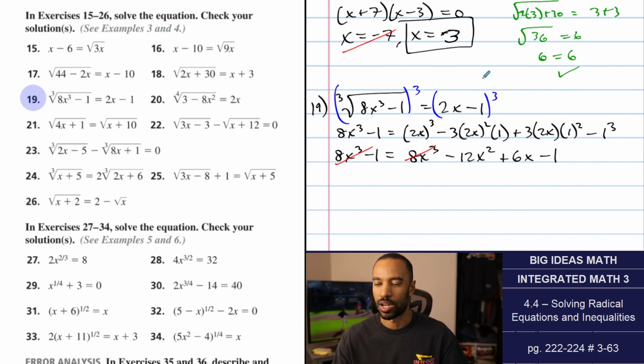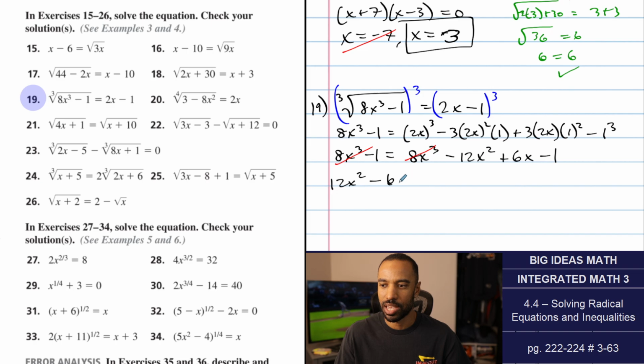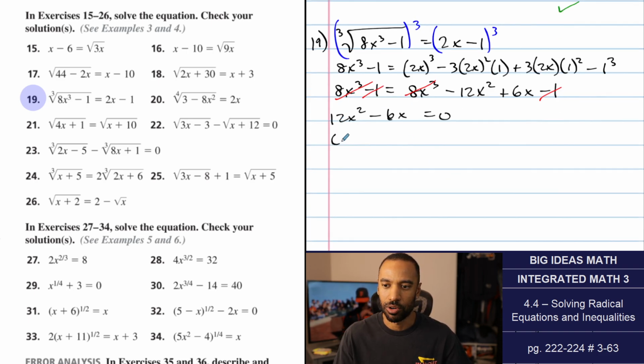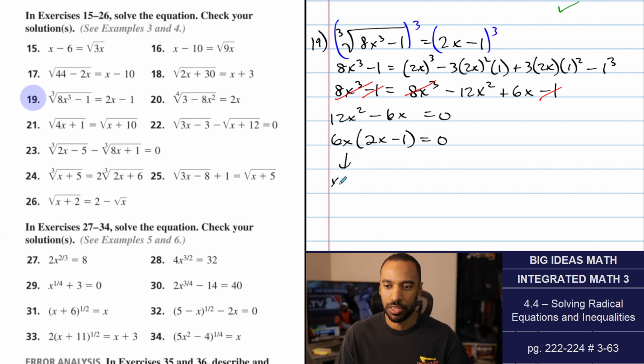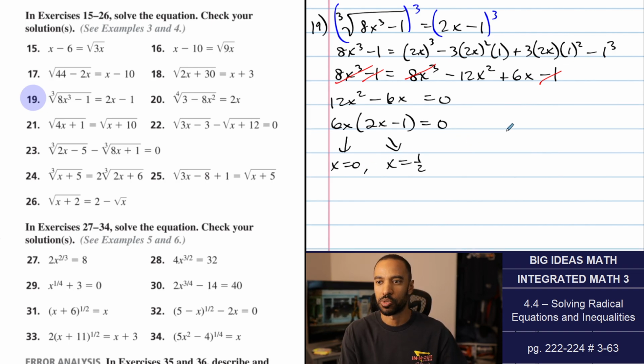I want to get my quadratic positive, so I'm going to add 12x squared over. Let's subtract 6x, and let's add 1 over, which also goes away. We have 12x squared minus 6x equals 0. There's a greatest common factor of 6x, and inside here you're left with 2x minus 1. When you solve this, x can either equal 0, or if 2x minus 1 equals 0, you add 1 and divide by 2, you get x equals 1/2. So these are our two possible solutions.